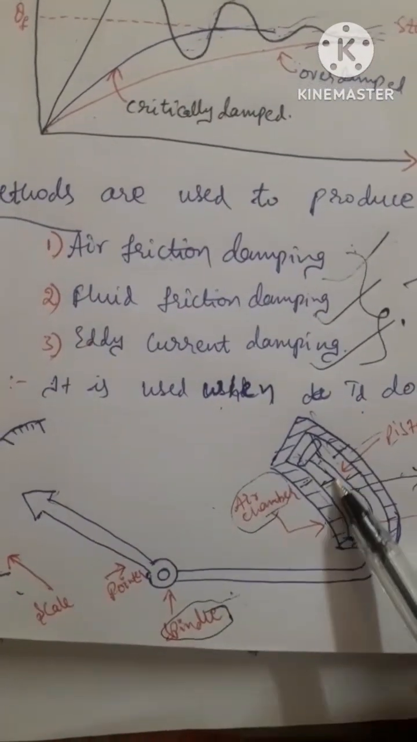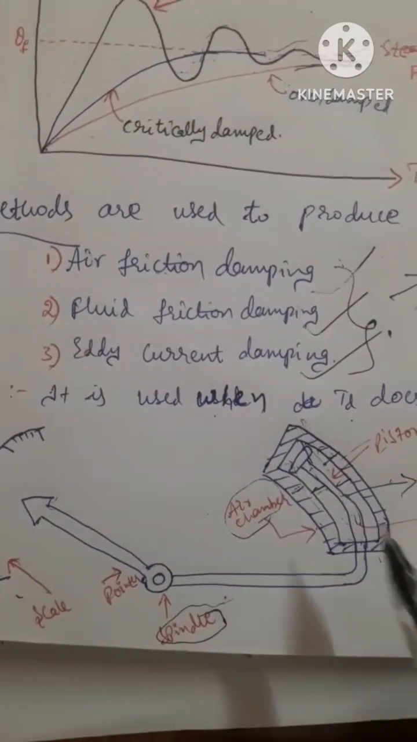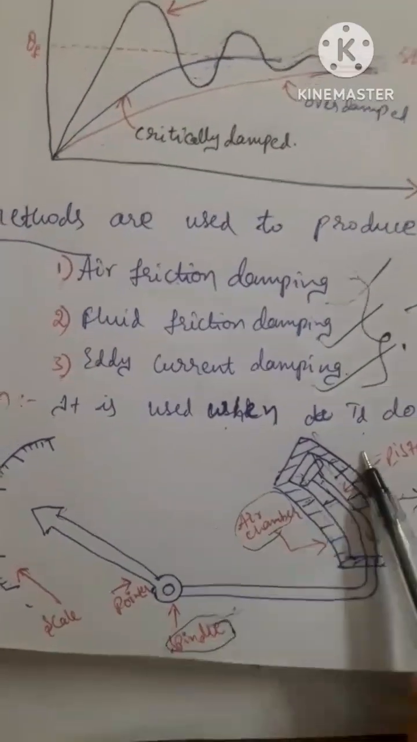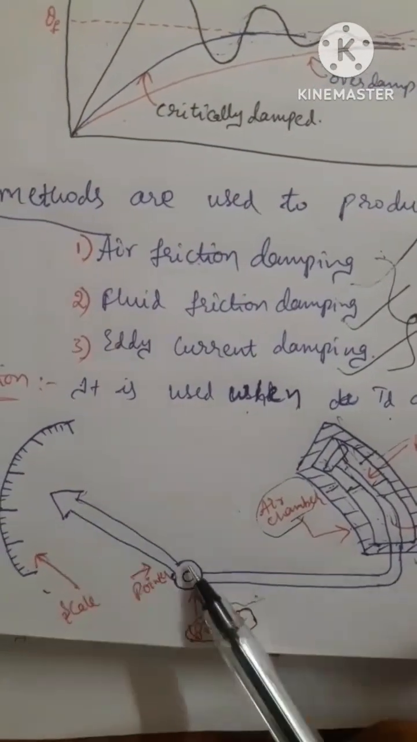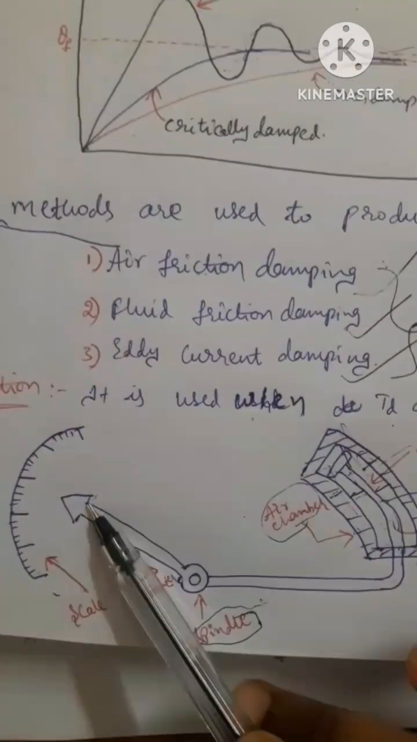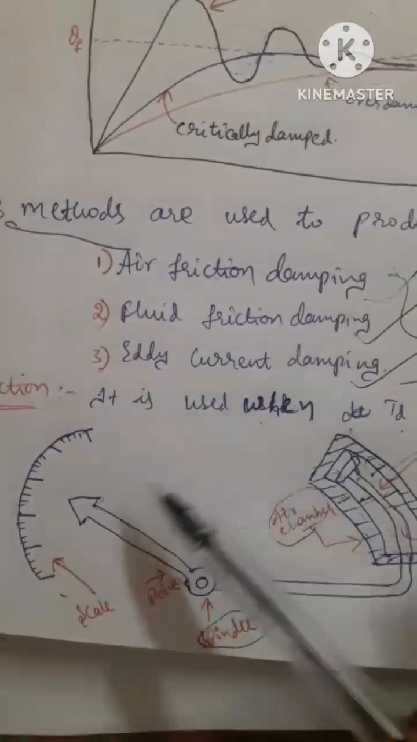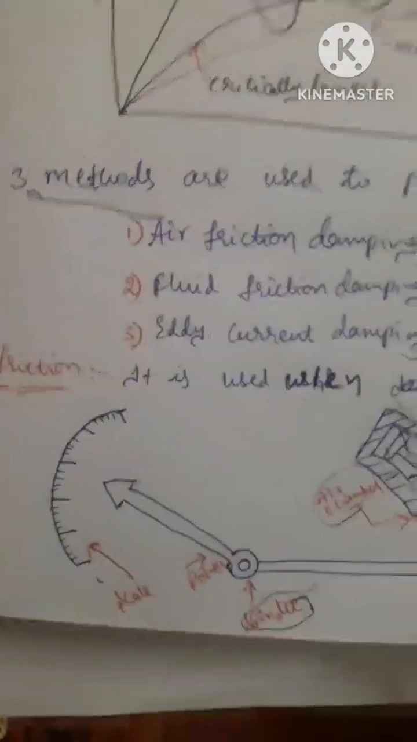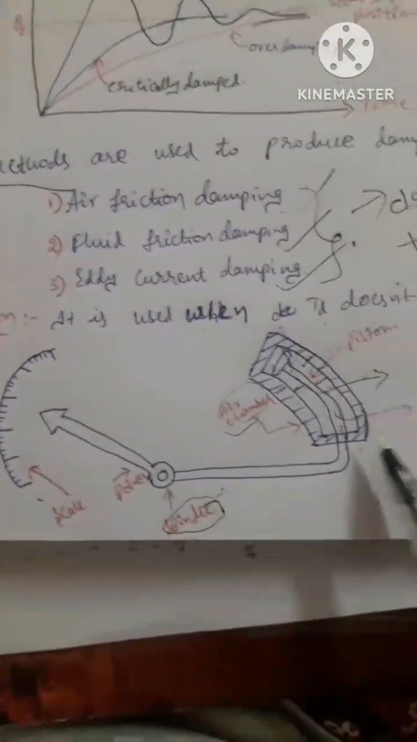air, and due to this pressure, there is friction developed in the air, and due to that friction, it will reduce the movement of the pointer. So due to that, the oscillations will slowly reduce due to this piston movement. So this is about the air friction damping, the procedure that happens in air friction damping.